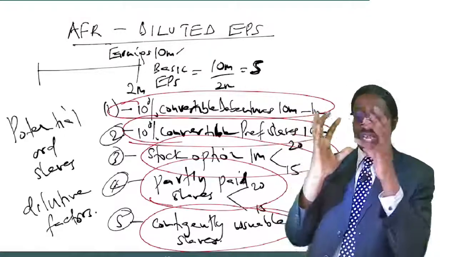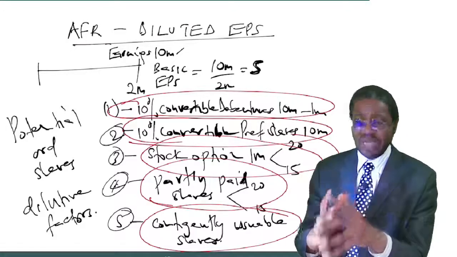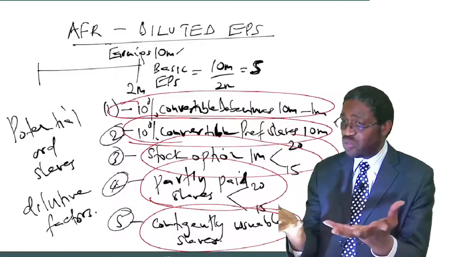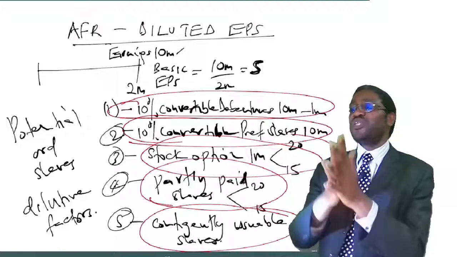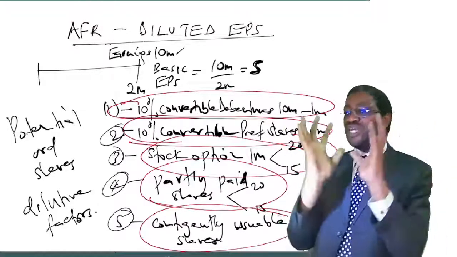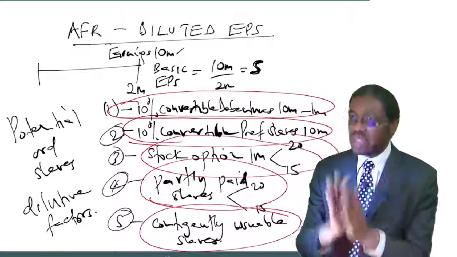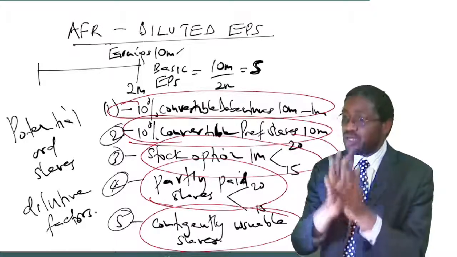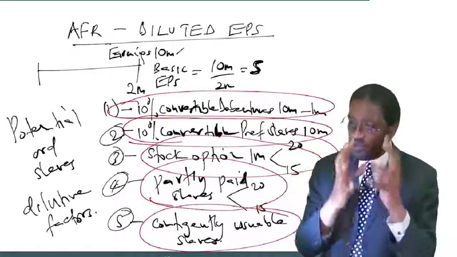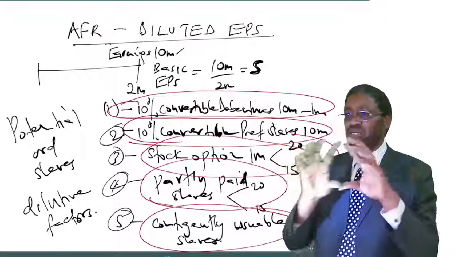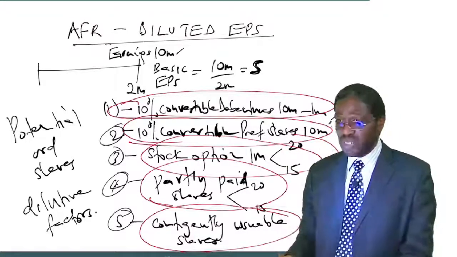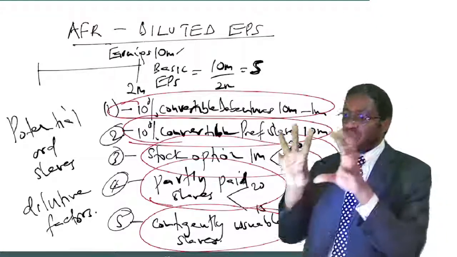That means the interest you would not have paid for the full year, we were assuming you issued the debentures in July, so you paid only interest for 6 months. So your interest to be saved is for 6 months, net of tax. The number of shares to be issued must be weighted for those 6 months. That means must be weighted on time basis. That went. The second one was convertible preference shares.